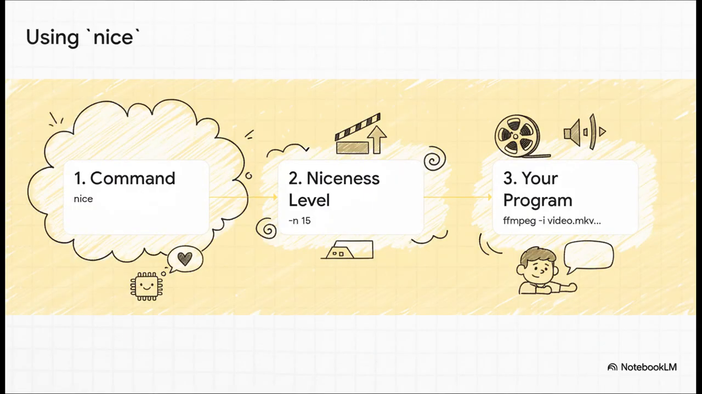And the first tool you've got is the nice command. You use this when you're starting a new program. The format is super simple. You just type nice, then you use -n to set the niceness level you want. In this case, we're making it a very polite 15. And then you just type out the rest of the command you were going to run anyway.